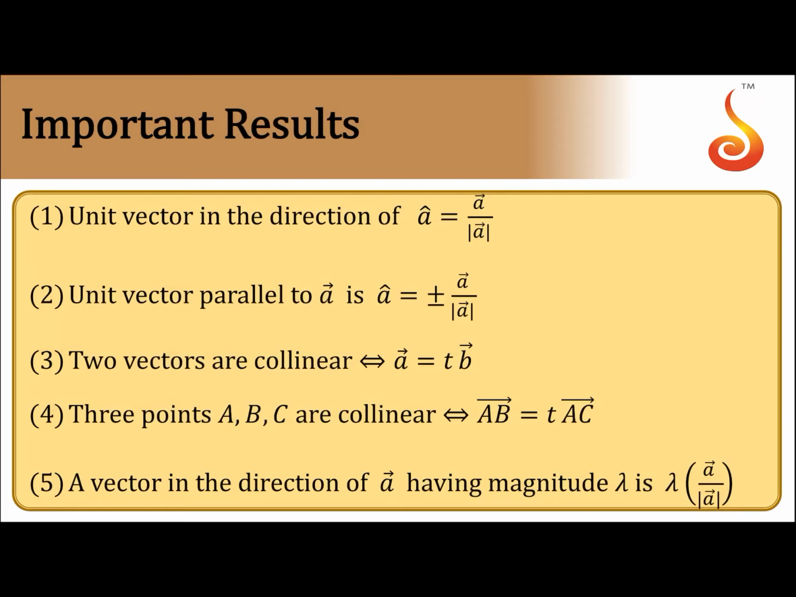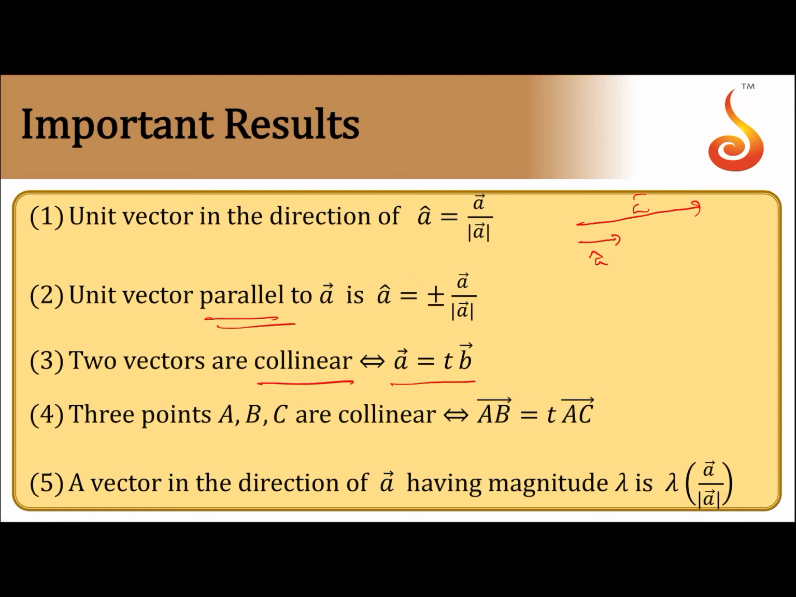A unit vector in the direction of a bar is a cap, equal to a bar by modulus a bar. A unit vector parallel to a bar is given by plus or minus a cap, because when you take any vector a bar, the unit vector a cap will be in the same direction. But parallel to a bar means it may be in either direction, so plus or minus. And of course, this is a revision.